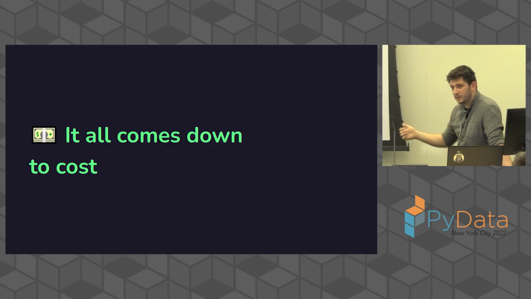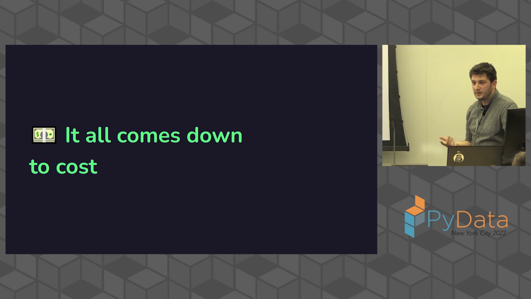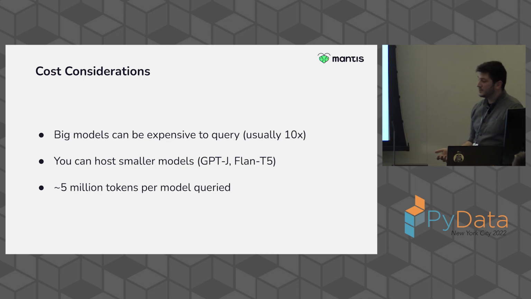So why do we bother with all of these things? Why do we care so much? Well, it kind of all comes down to cost, right? Big models can be very expensive to query, usually 10 times or even more than smaller models. And when you have big data sets, you do a lot of queries, that can get very, very expensive. So you might think, hey, maybe I should host a smaller model on a private infrastructure, right? Some examples of this are GPT-J, which can basically go on 1 GPU with a bit of Hugging Face Accelerate playing, or Flan-T5.